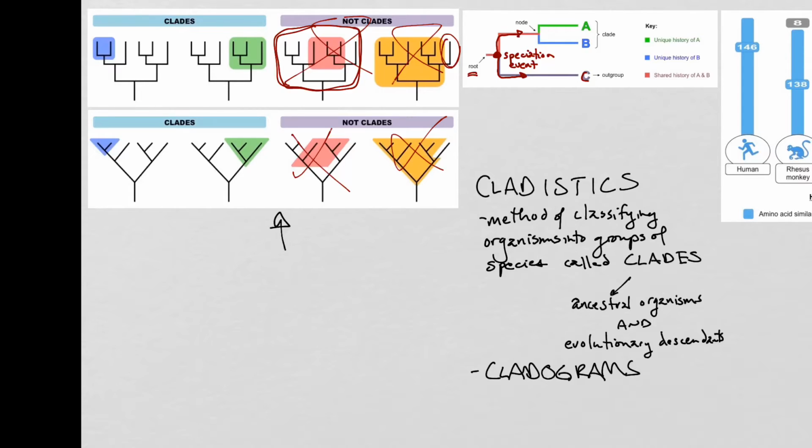The fewer the number of nodes in between two species, like between A and B here, there's only one node, the more closely related these things are. Between A, B, and C, there's two nodes. So while C is related to A and B, it's further apart from them than A and B are together.